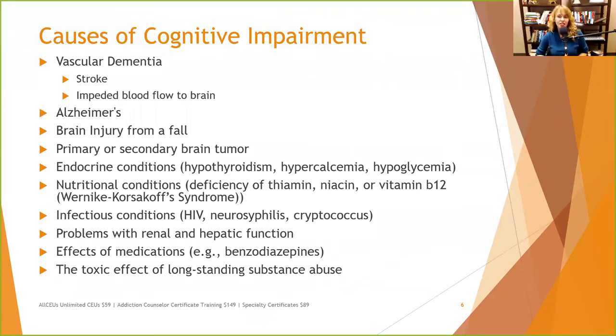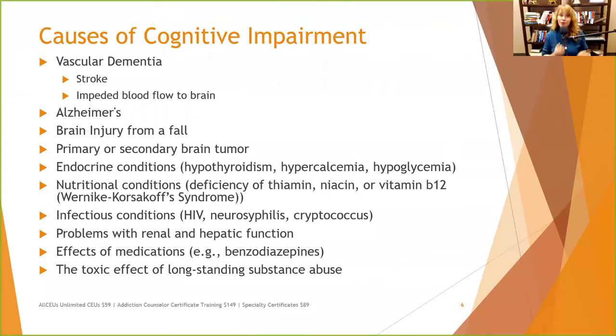Nutritional conditions. A deficiency of thiamine, niacin, or vitamin B12 can cause cognitive impairment. So if your older adult client is not eating well, or has the flu or something, for a long period, a week's probably not going to do anything. But pay attention to this.